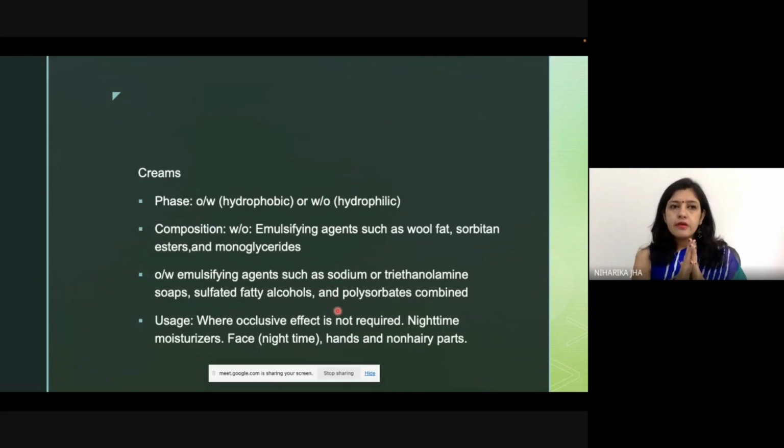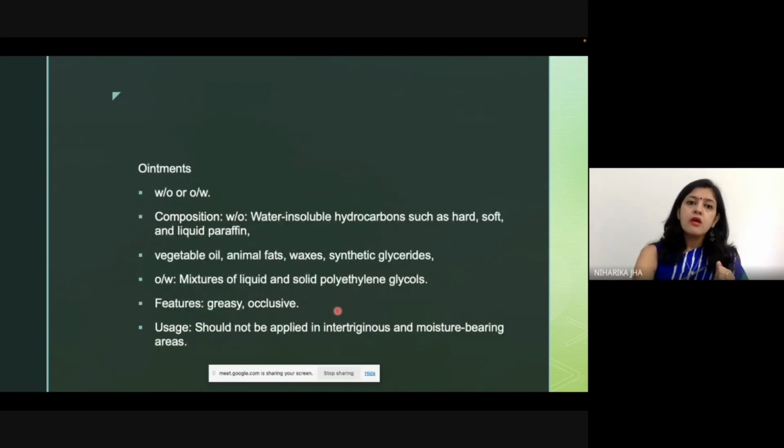And basically, it is used in those conditions where an occlusive effect is not particularly required. It can be used for face, it can be used for hands, but it is therefore in non-hairy parts and it is avoided in the hairy parts.